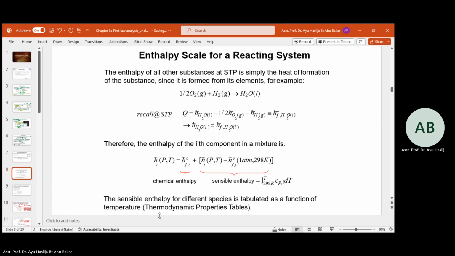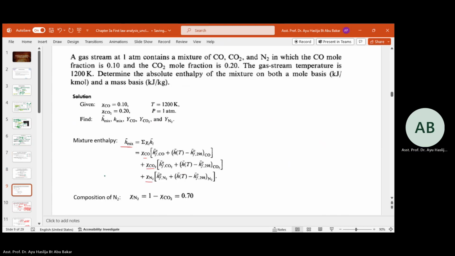Okay, this one is similar to what I explained earlier. This part is the sensible heat. This is the heat of formation. Now we move to the example. So far okay? Can you understand the new concept? Okay.